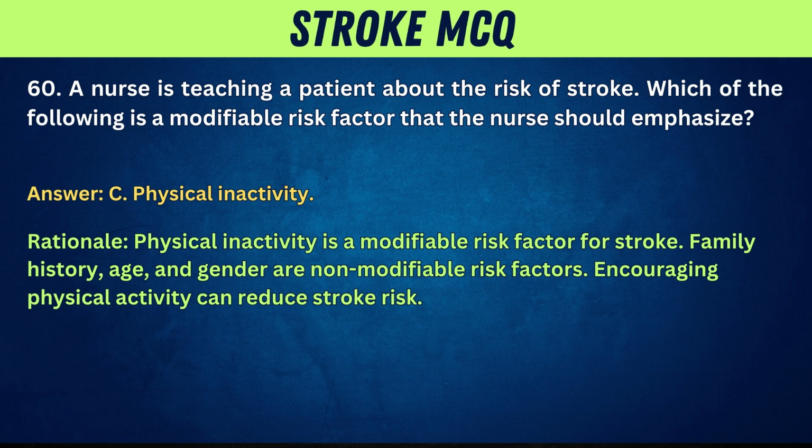Rationale: physical inactivity is a modifiable risk factor for stroke. Family history, age, and gender are non-modifiable risk factors. Encouraging physical activity can reduce stroke risk.